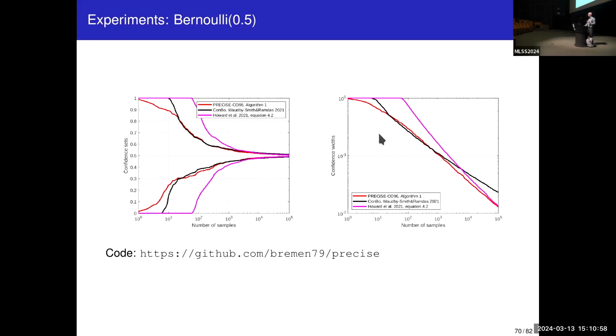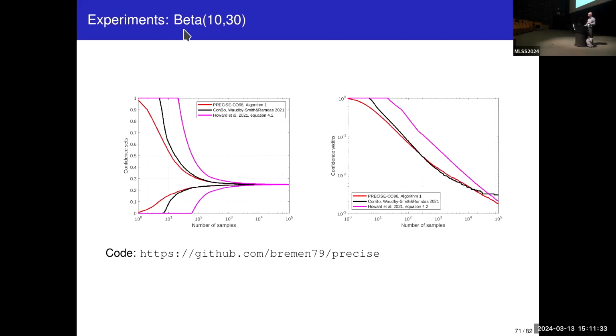But if we go to a log-log scale, where here there is the confidence width, so how big is your interval, and you would like this thing to go to 0, you see that they are going to 0, but their rate is completely off. It's not the optimal one, while we get the optimal rate, and even up to 10 to the 5, we are still better than the state-of-the-art formula. And by the way, there is code. There is MATLAB code. So if you want to try this thing, it's a very, very simple thing to run.